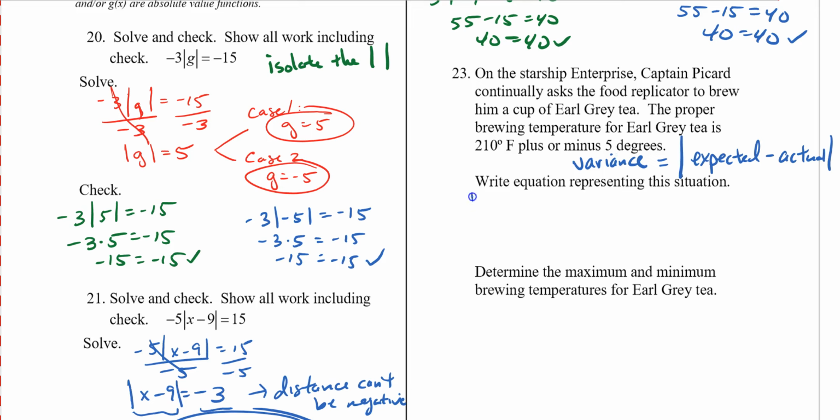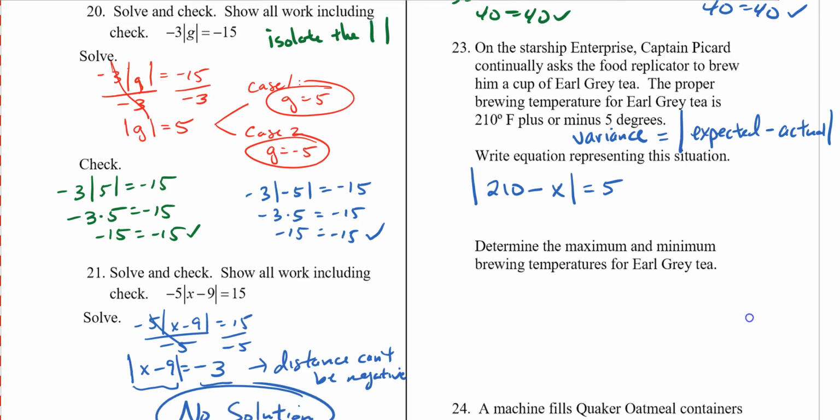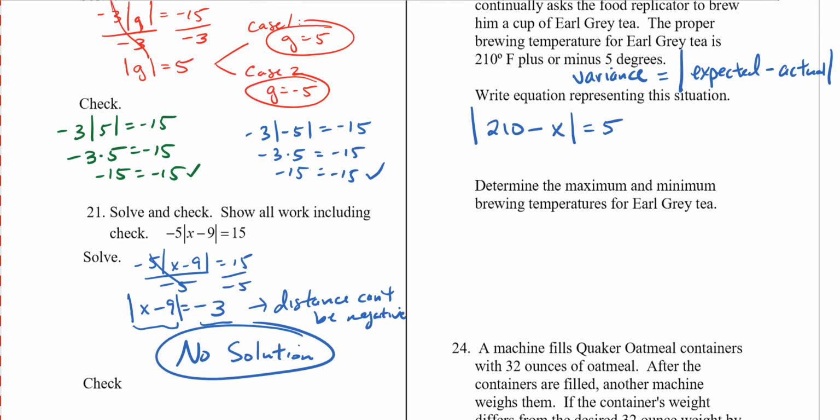So absolute value, the expected temperature is 210 minus the actual temperature, which we don't know, so that's x, has to be equal to 5. So we have to be within 5 degrees. There's our equation. Second part, solve that. So we know when we solve absolute value equations, we have the two cases. 210 minus x equals 5. 210 minus x equals negative 5.